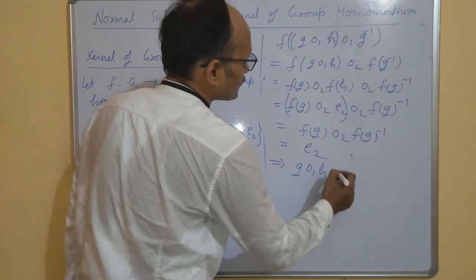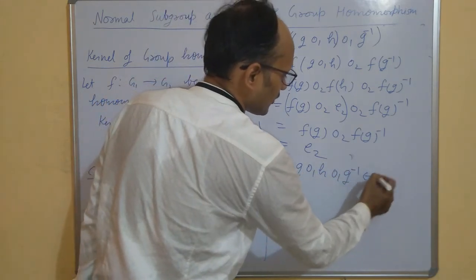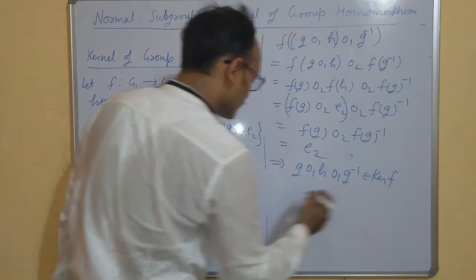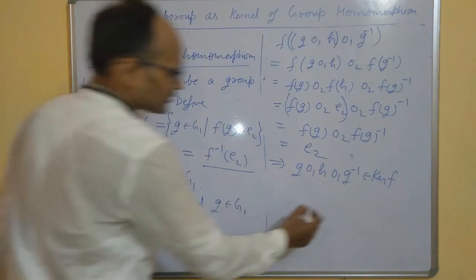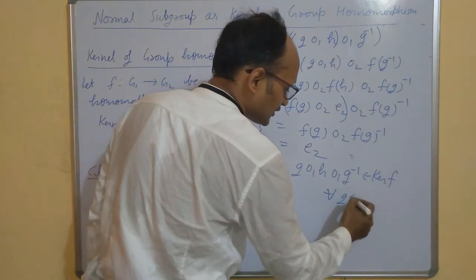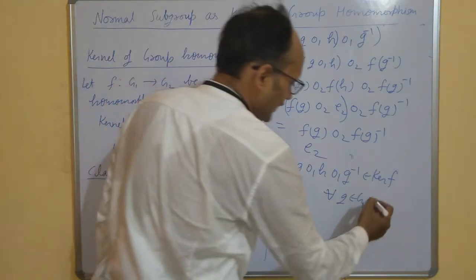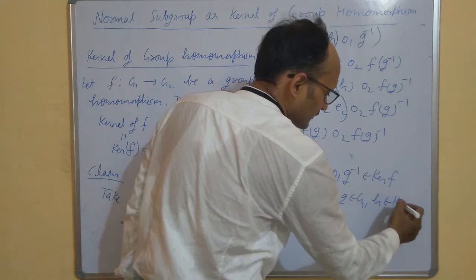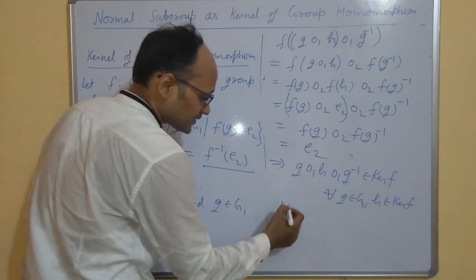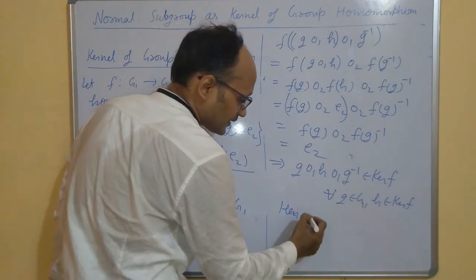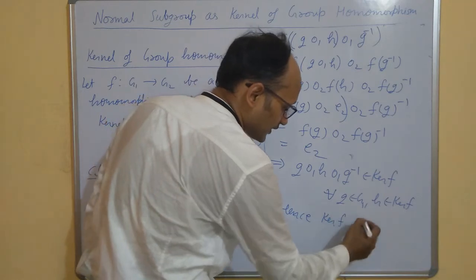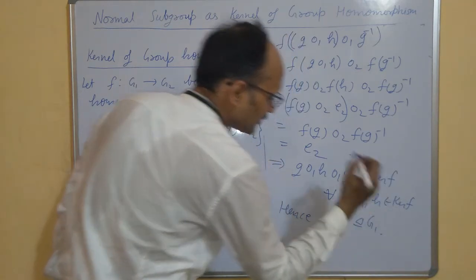So this implies g ∘1 h ∘1 g inverse belongs to the kernel of f, and this is true for any h and any g, so for all g in G1 and h in the kernel of f. Hence the kernel of f is a normal subgroup of G1.